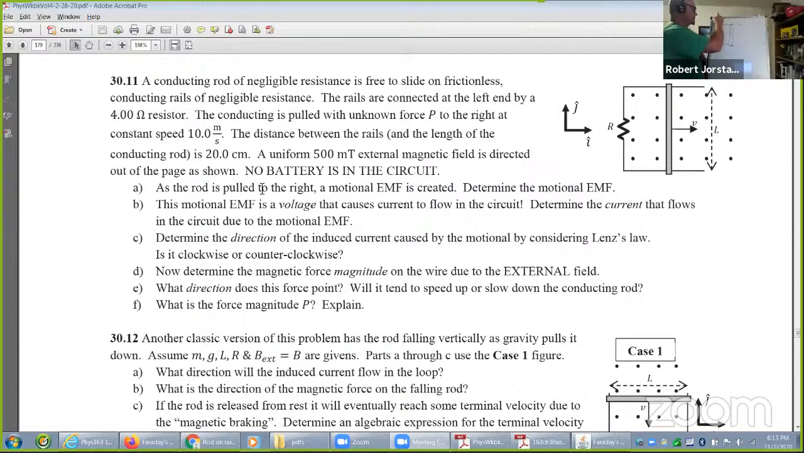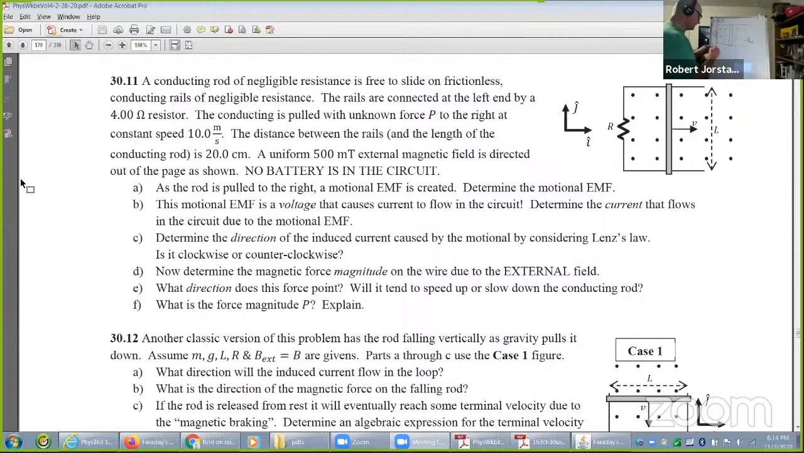This is 30.11. All right. So we've got a resistor here. There's an external field. And just to label this, let's call this B external. What else is in there? I'm just going to write down the facts here, and then I'll share my board here.